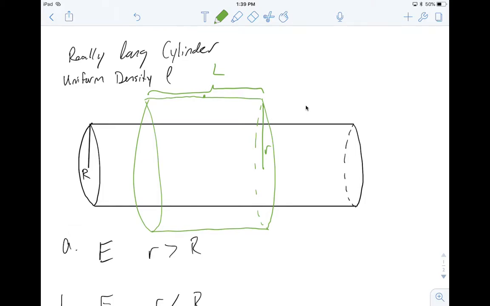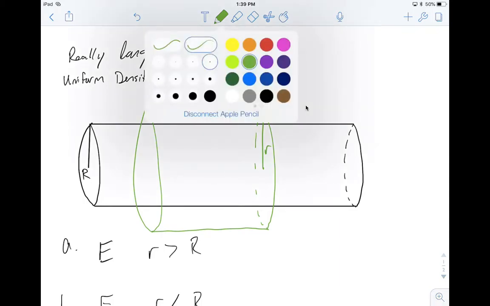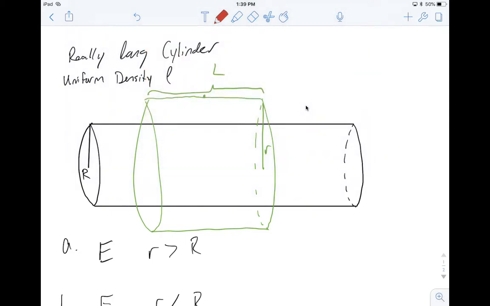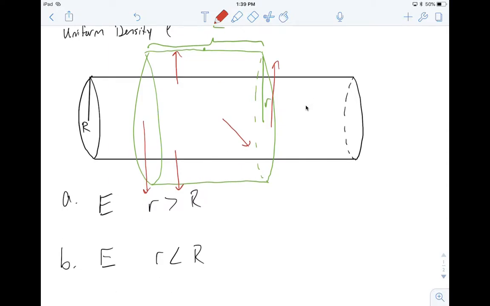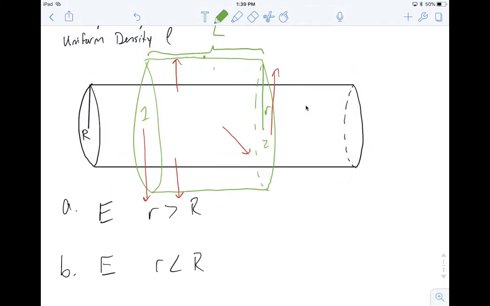What is the electric field doing from that charged cylinder? It is going to be radially outward at all points, kind of like a sphere, going through the wall of the cylinder. But notice that it's parallel to the edges at all points. So we have side 1, side 2, and then the wall of the cylinder.